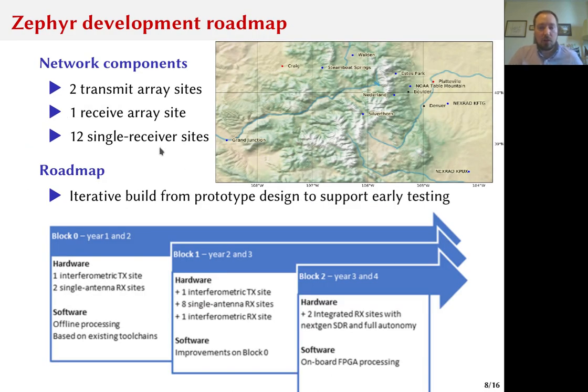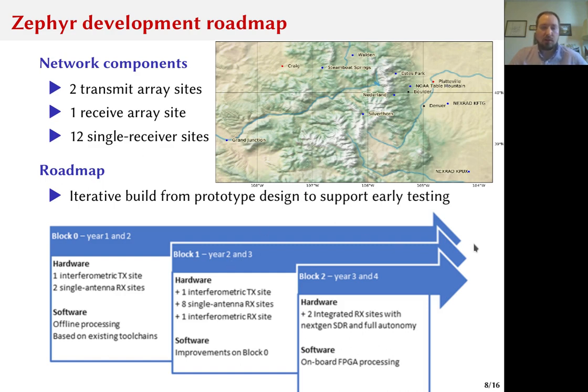And so with Zephyr, we've decided to, so far, go with planning to do 2 transmit array sites and surrounding those with 12 single receiver sites and then also 1 receiver array site so that we can test the MIMO capabilities. And over here is just a map of some notional locations in Colorado where we're thinking of putting some of these sites. The Platteville site is where we're planning our first transmit array site.